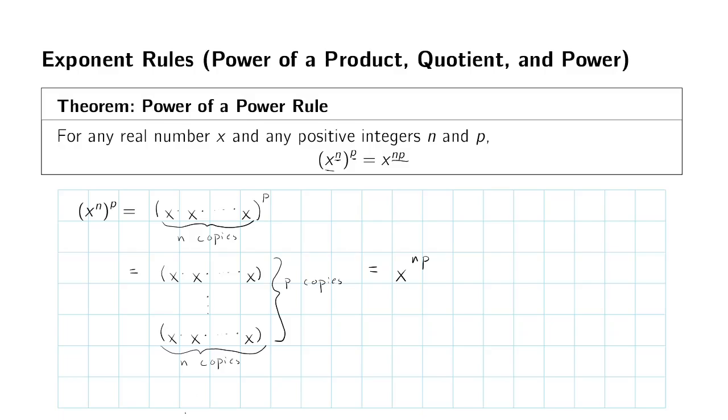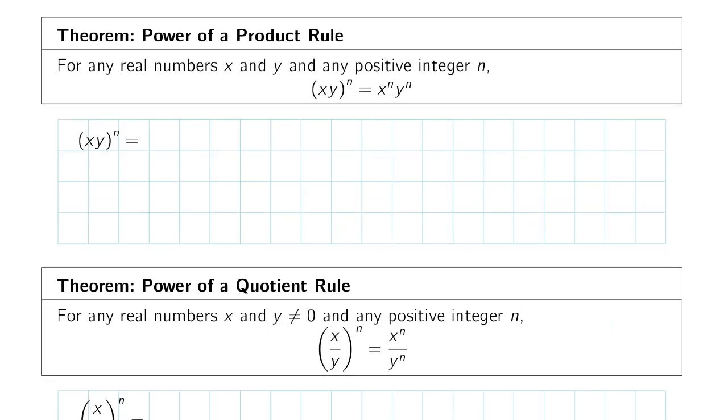Okay, what if we're taking a power of the product of two numbers? So we have two numbers, x and y, and we're multiplying them and raising the result to the power n. Well, that's the same as raising the first number to the n power, raising the second number to the n power, and multiplying them together. We can, in some sense, distribute the exponent here.